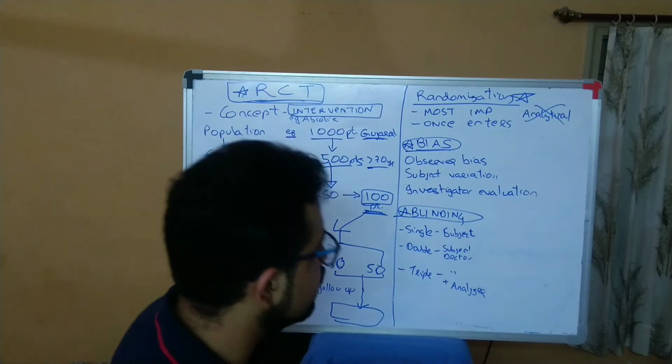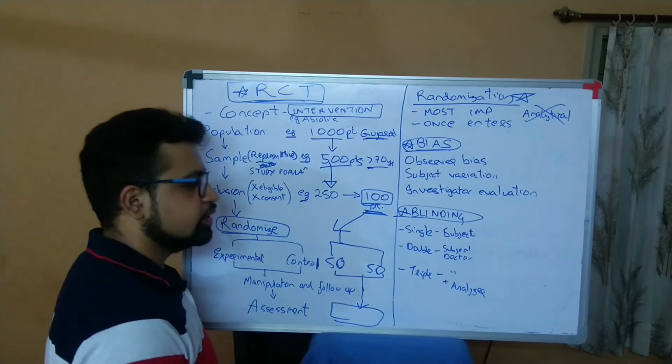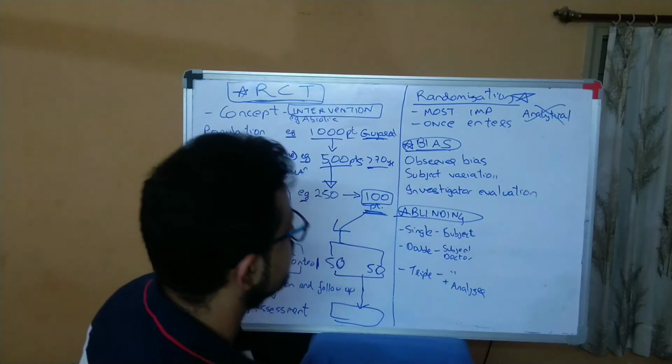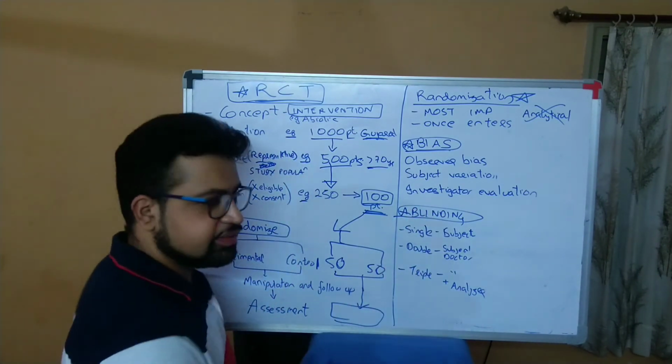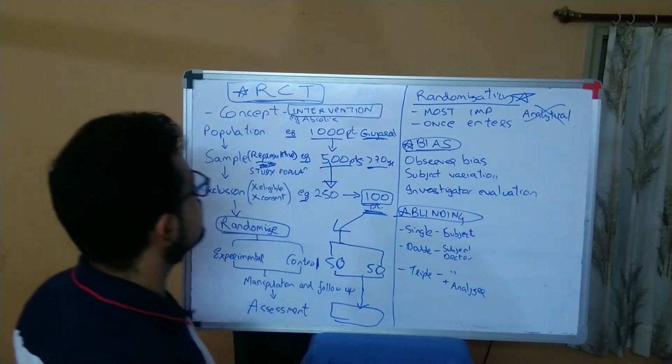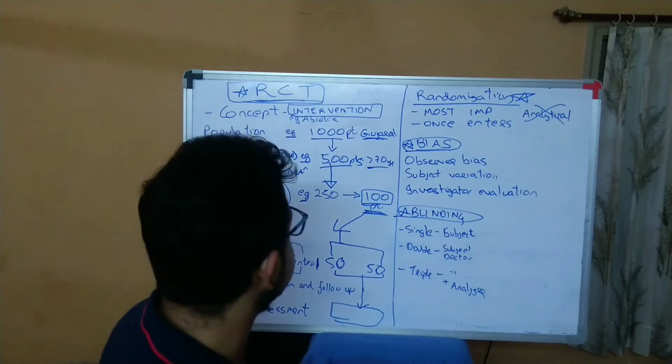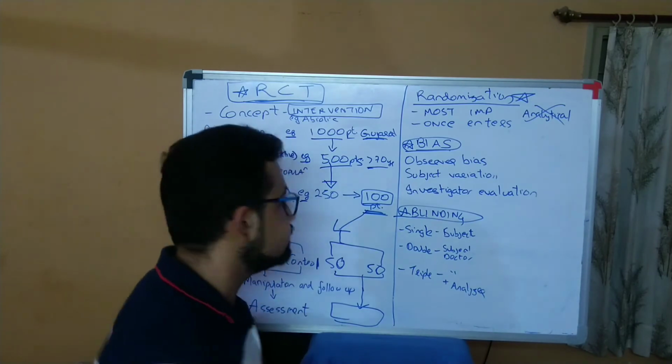The subject doesn't know, the doctor doesn't know, and the analyzer who is going to analyze the data also doesn't know whether the subject has been given amphotericin or not, right? So this is the concept. This is the crux concept of a randomized control trial.